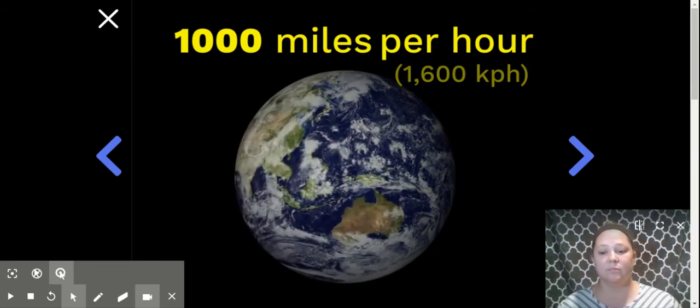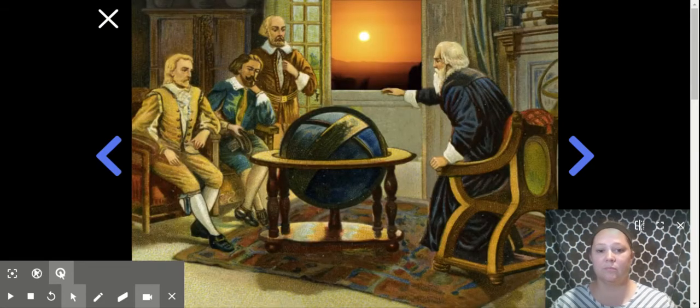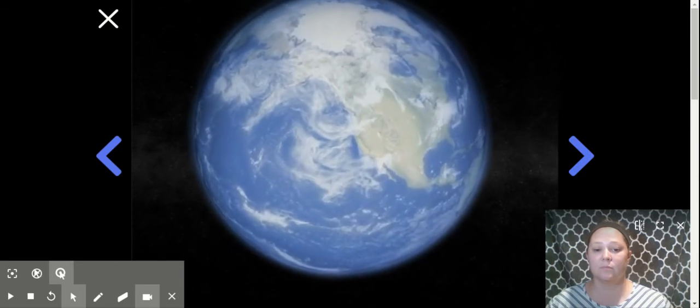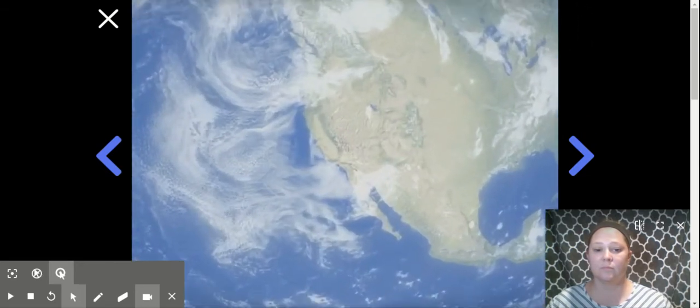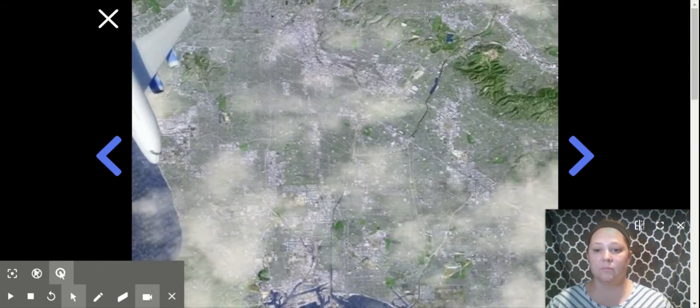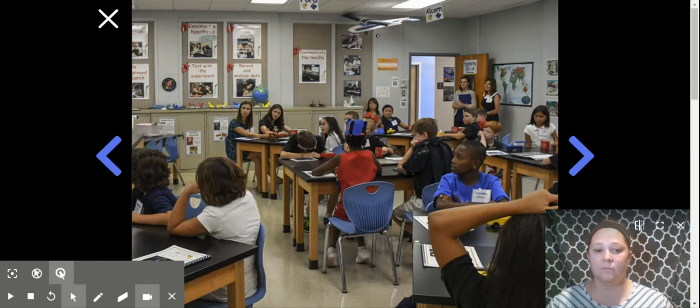Now you can kind of understand why people a long time ago had such a hard time accepting this idea. If the Earth is moving at 1,000 miles an hour, why wouldn't we feel that? But as Galileo figured out, this movement is a constant movement. Everything around us here on Earth moves at this same speed. The clouds, the air, the ground, the buildings, even you as you sit there in your seat. We're all moving together.